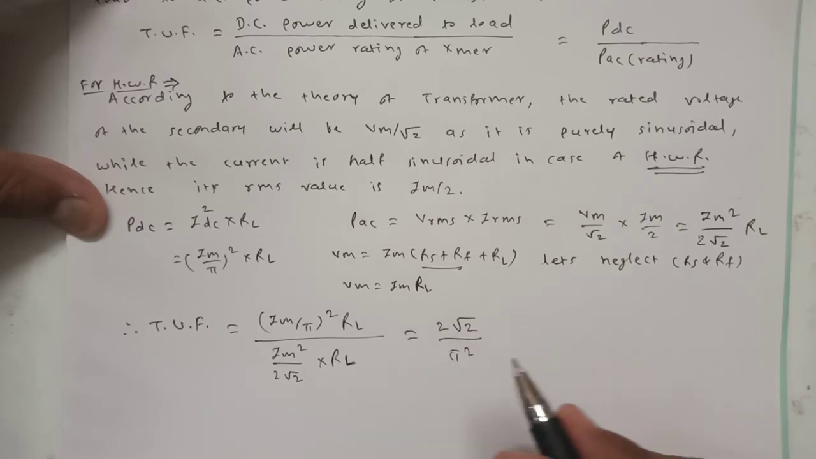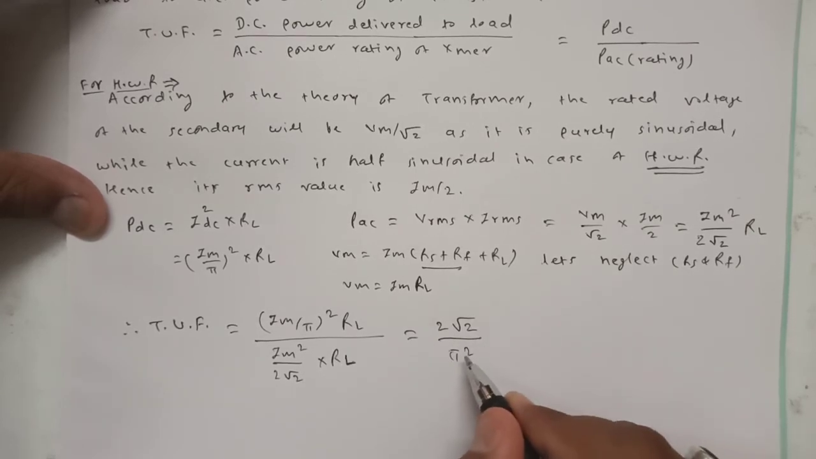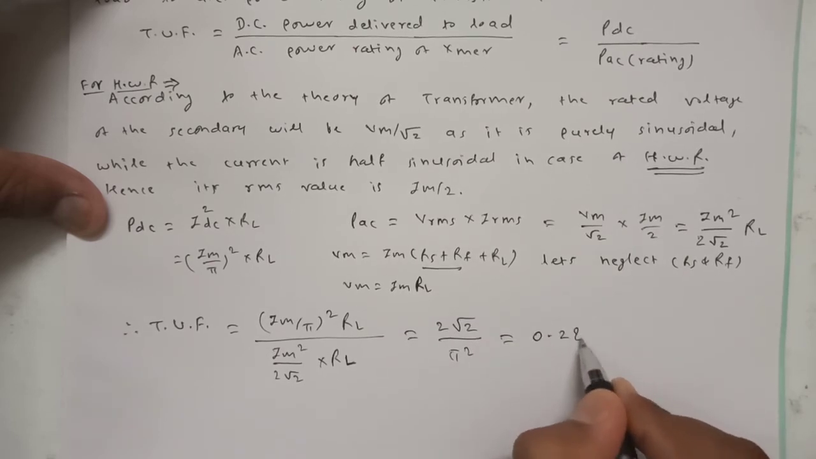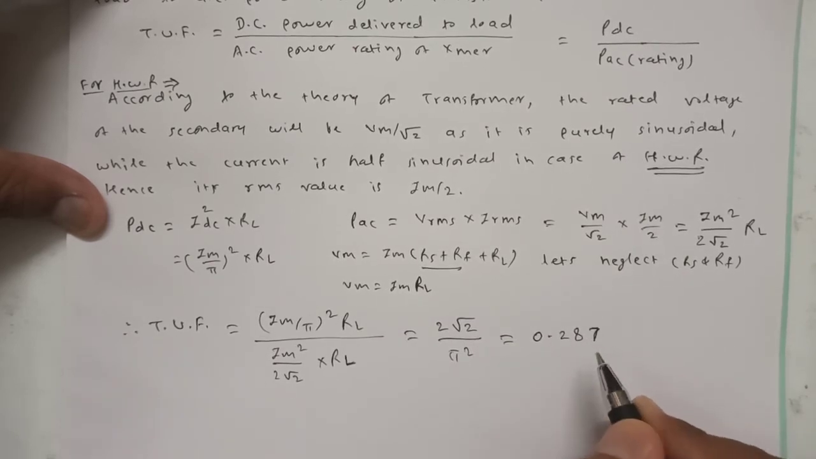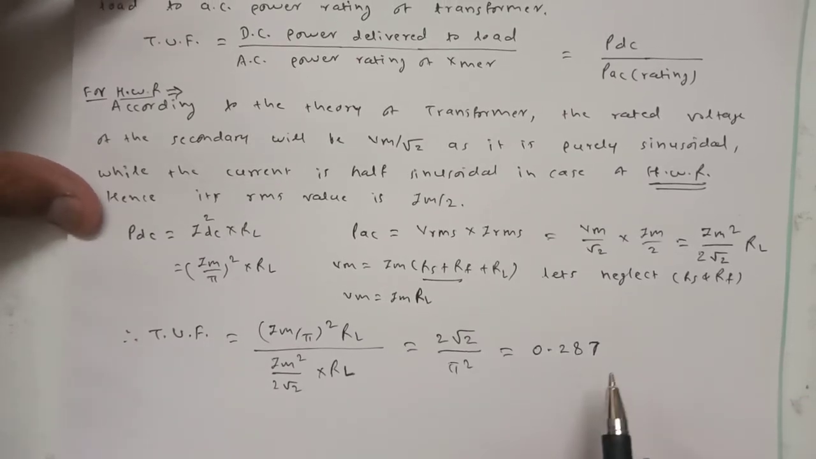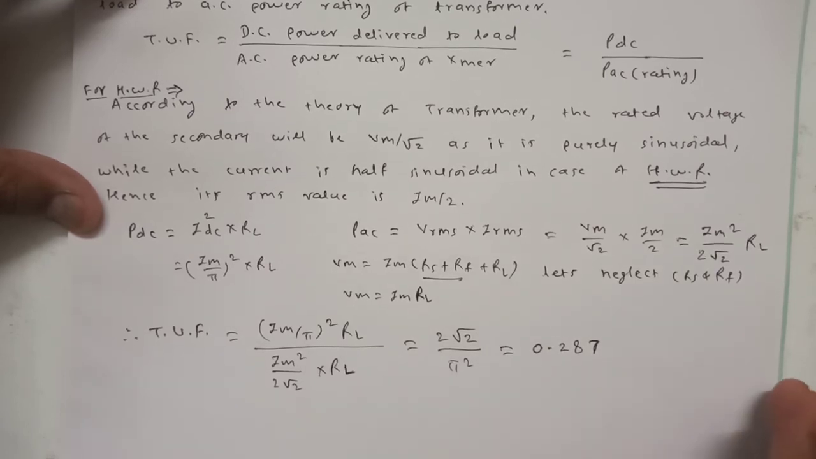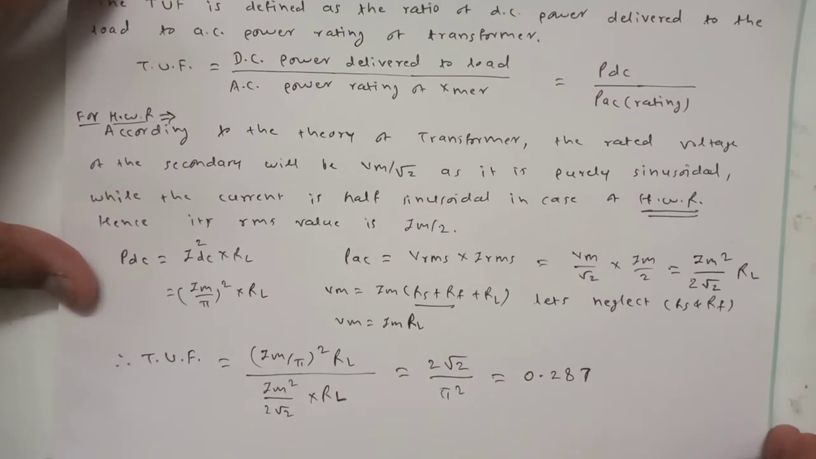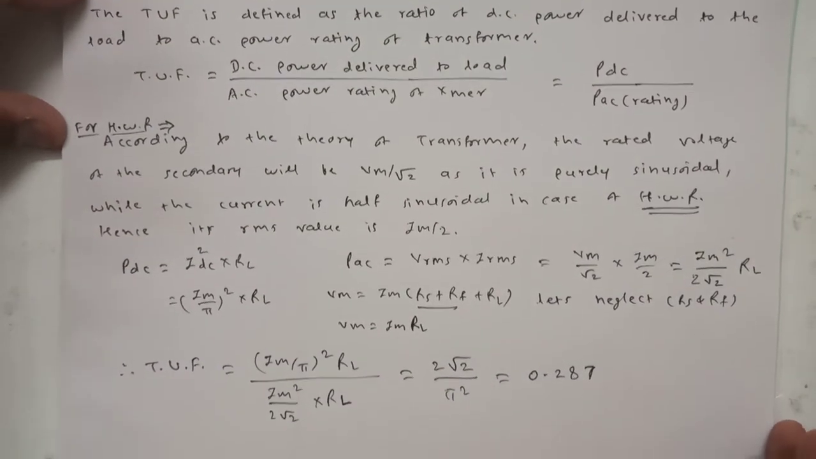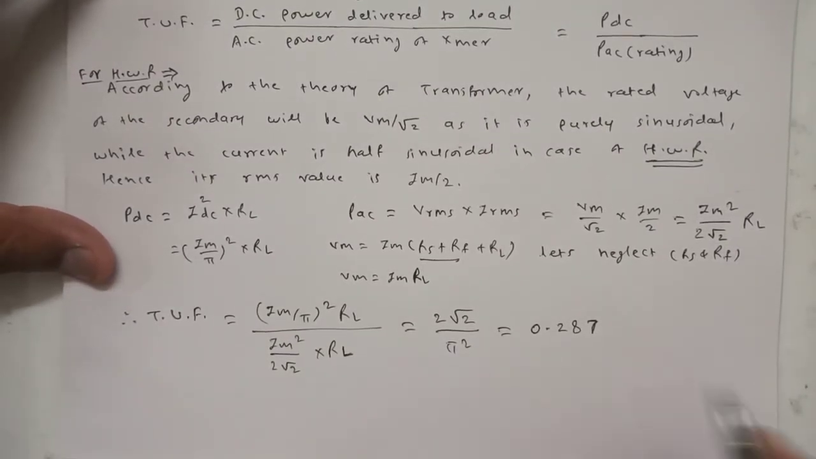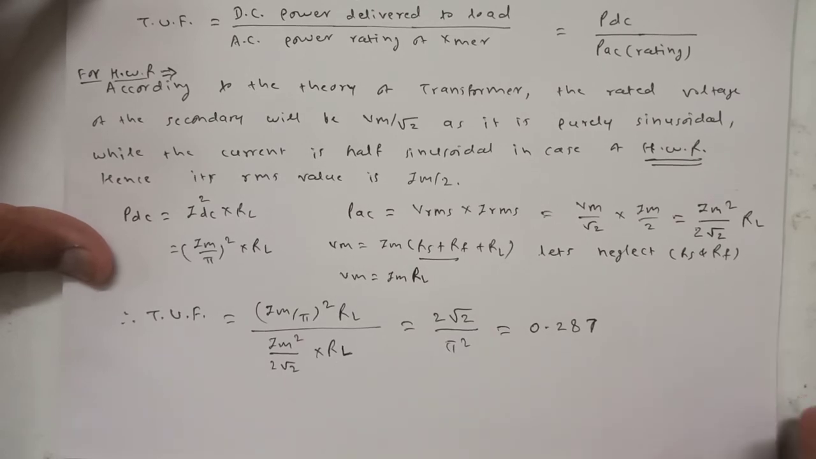Now you can put the value of pi and solve. If you solve this, you will be getting 0.287. So this is the actual value. And as we do in case of efficiency also, if you calculate it, you will find it is not more than 28.7%. It means that the total transformer utilization factor is only about 28% in case of half wave rectifier. So this is a very poor value, because the maximum percentage value can be 100%.